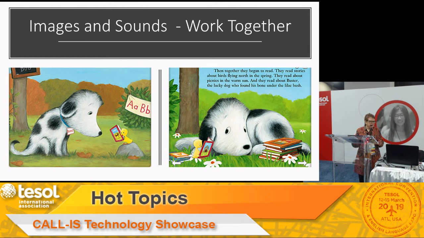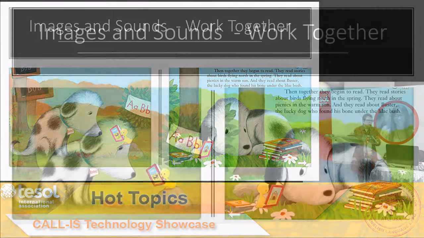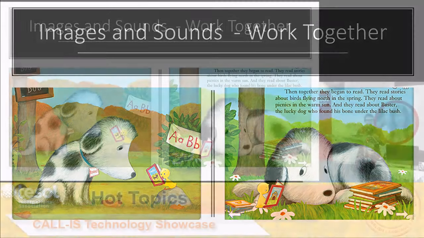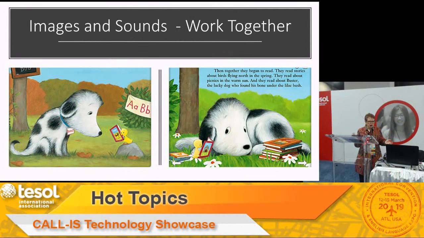The dog in this picture has a little bird that reads with him, so images and sounds work together. He's really afraid of reading on his own, so his little bird friend shows him how easy it is to learn the vocabulary and learn how to read and how to pronounce words. And then at the end of the story, they read together. Actually, this is an award-winning book among young learners.